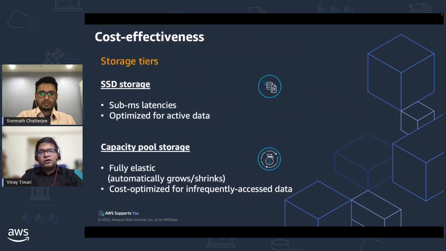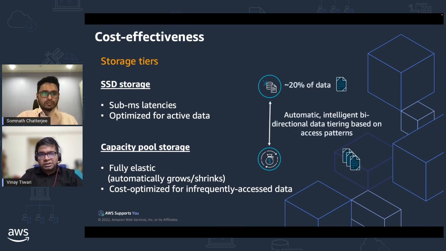Okay. On the note of cost, I just wanted to give you a quick overview of some of the features that can affect cost. So FSx for ONTAP has two storage tiers. You have a high performance SSD tier, and we also have a lower cost, fully elastic capacity pool tier. When I say fully elastic, I really mean it. Capacity pool storage automatically scales up and automatically scales down based on the data that you have in that tier. And what this means is tiering is done automatically. For a typical data set, we see that about 20% of data is hot, and about 80% of data is cold.